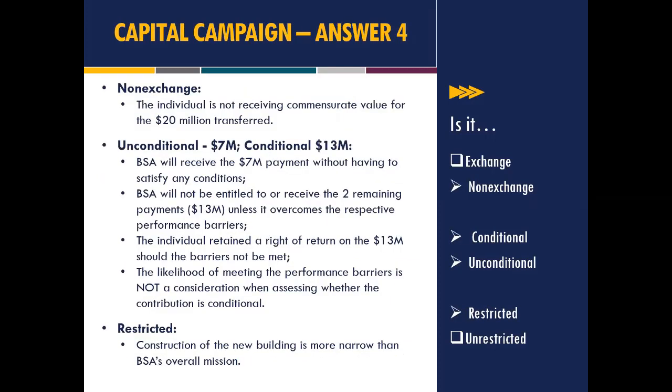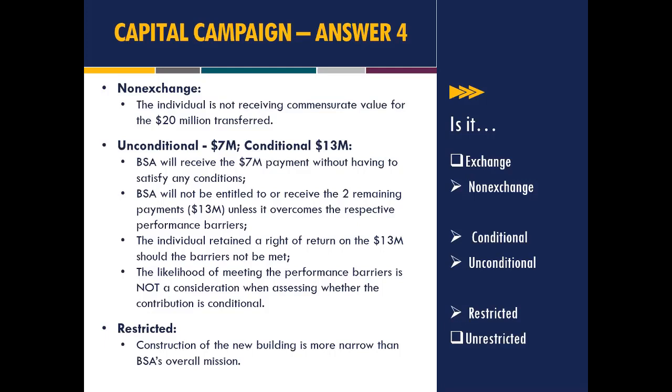So as we look at this example, this would actually be considered non-exchange because, again, the individual is not receiving commensurate value for the $20 million transferred, but we have both conditional and unconditional. So that first $7 million would be considered unconditional because there are no additional conditions they need to meet. But then the remaining $13 million, unless it overcomes those respective barriers, would not be received. So the individual did retain a right of return on the $13 million should the barriers not be met.